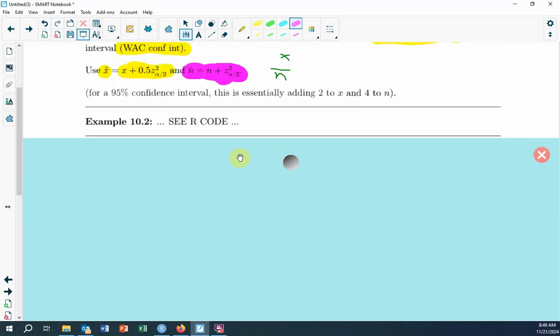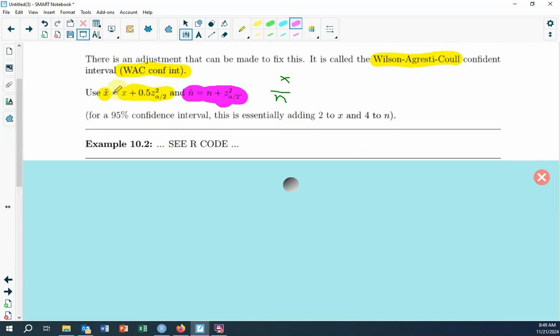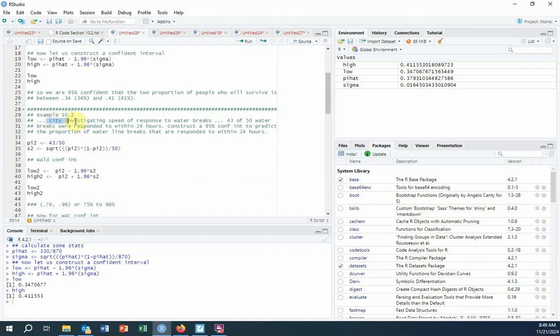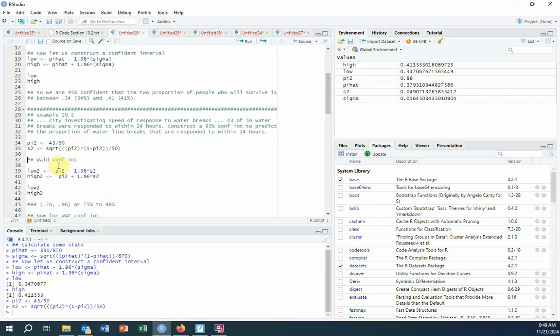And so we can run kind of the same style of stuff, and we just tweak our X and our N. So let me show you an example of that really quickly. So a city is investigating the speed of response for their water breaks. So they got 50 water breaks, and 43 of them were responded to within 1 day, 24 hours. So we're going to make a 95% confidence interval to predict the amount of water line breaks that get responded to within 24 hours. So here's my typical proportion. I'm calling it pi 2 because I have a pi up here somewhere. Pi 2 and my sigma. Okay. Now, this is my straight up estimate.